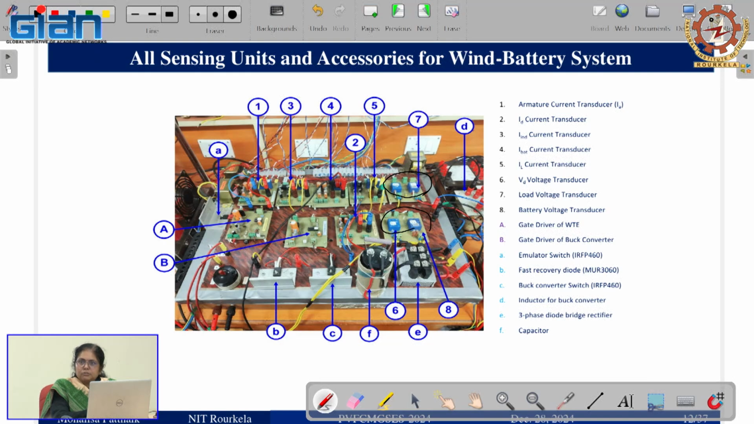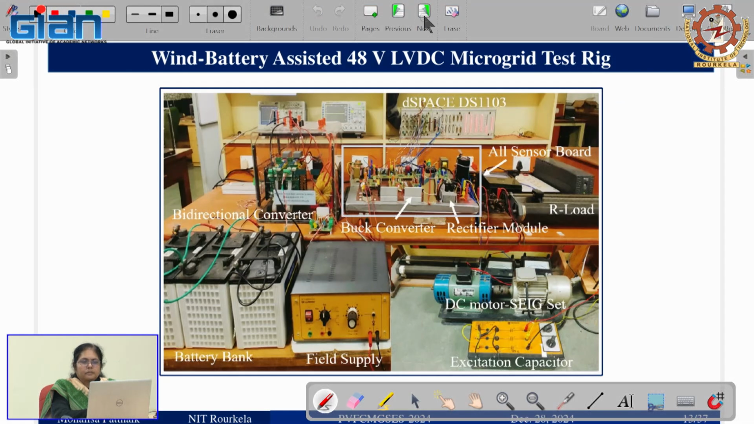With the setup, we will show you in the last class. We are not going to show the full operation of the wind energy conversion system, but we will show the hybrid energy storage system demonstration, and its sensor tuning and all those things in detail. So this is the sensor accessories for this wind battery system. Then this is the overall setup.